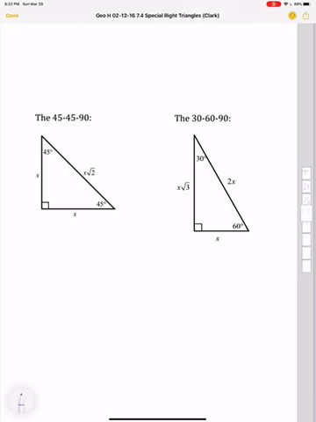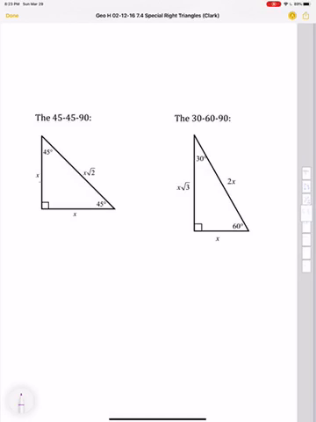So here are those relationships. And this is something I would memorize. These are things you have to know. You can't look it up. I mean, you can when you're not in class, but these are things that if you just know off the top of your head, you're going to save yourself a lot of time. So remember the 45, 45, 90.